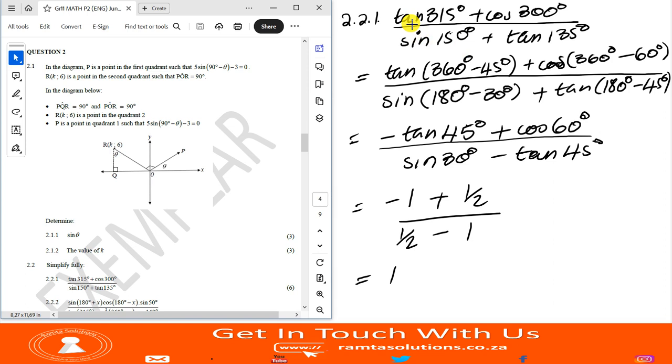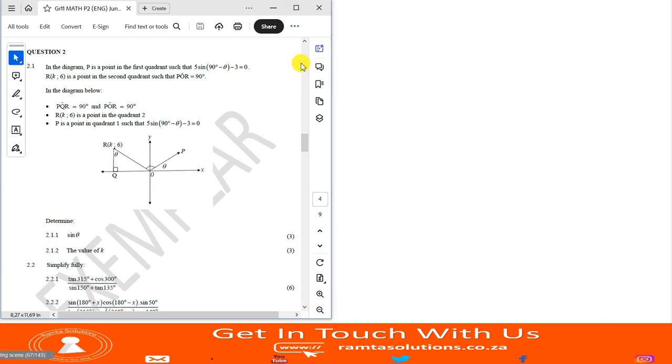Okay, so let me check if what we did is right. Tan 315 plus cos 300 all over sine 150 plus tan 135. Our answer is simply 1. So we are good to go. Okay, we are good to go. So now, proceeding as we proceed. Let's see.